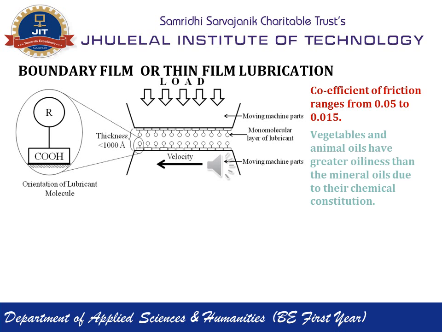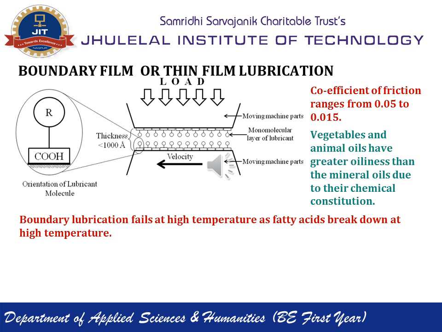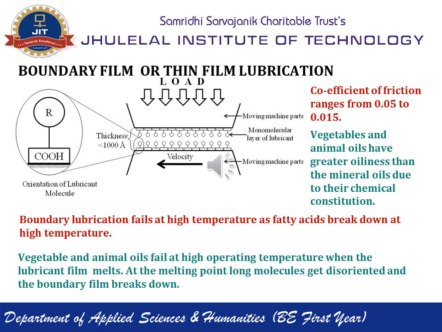Vegetable and animal oils have greater oiliness than the mineral oils because of their chemical constitution, mostly their fatty acid content. The boundary film is ineffective at high temperature as the fatty acids break down at high temperature. Vegetable and animal oils fail at high operating temperature when the lubricating film melts. At the melting point, the long molecules get disoriented and the boundary film breaks down.